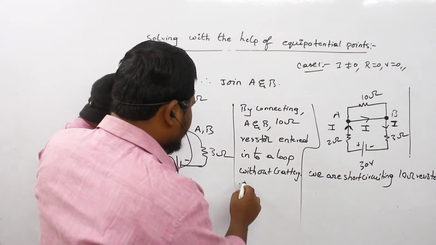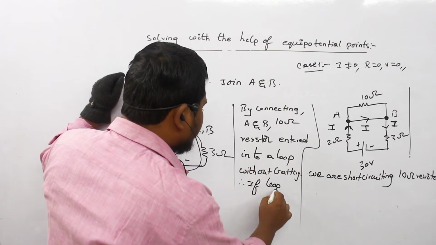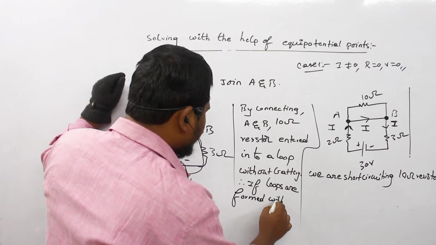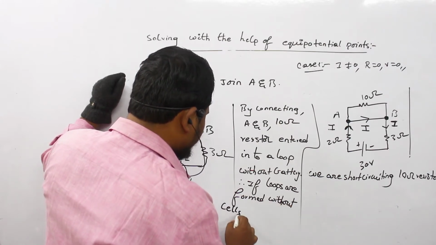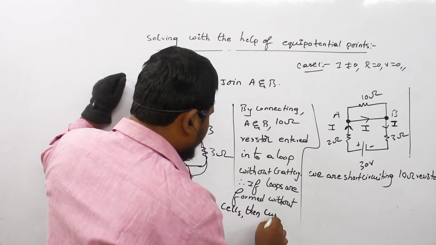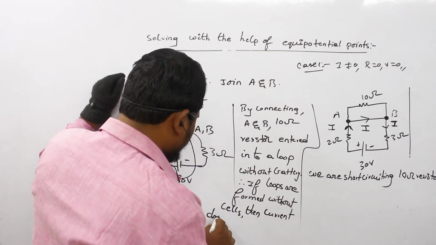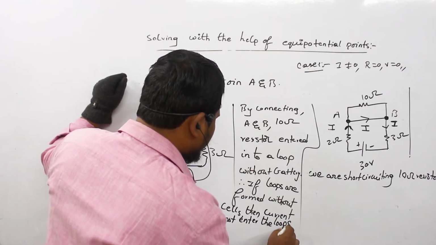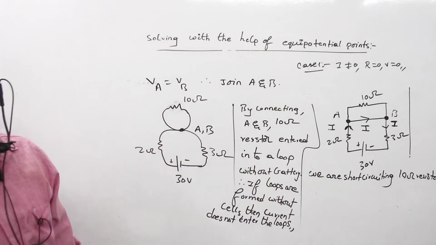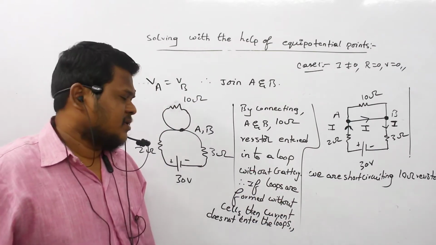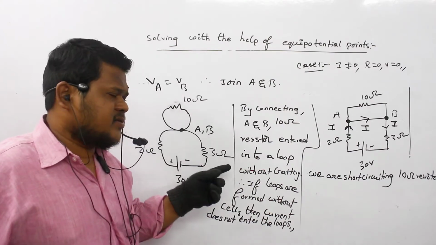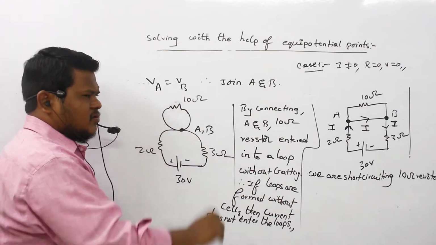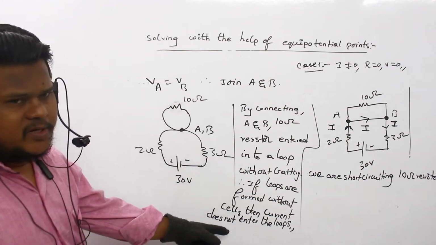So if loops are formed without batteries or without cells, then what will happen? Then current does not enter the loops. That is the meaning of this. So wherever I join equipotential points, if loops are formed, and in those loops batteries are absent, then current cannot enter into these loops. So this is one point which we can understand.